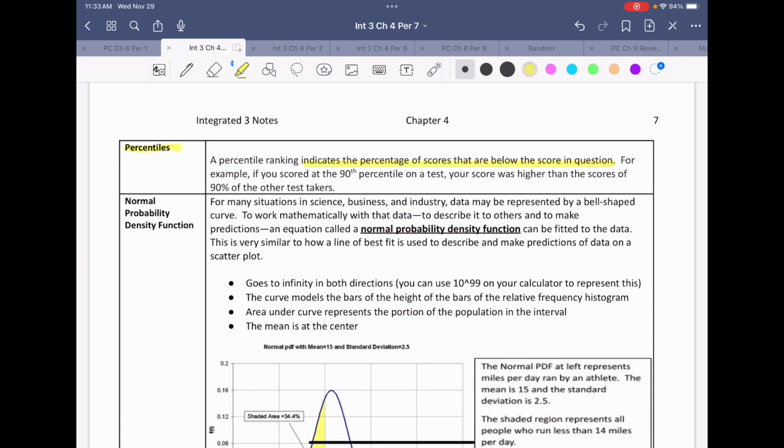So normal probability density function. This is something that I have to teach you, but it's not going to be on the test. So I need you to not panic as I go through this stuff. Teaching it online isn't the most ideal situation, but we're going to do what we can do.